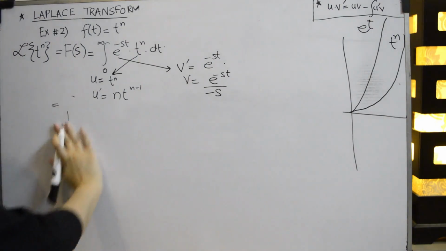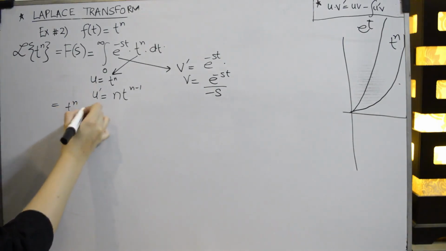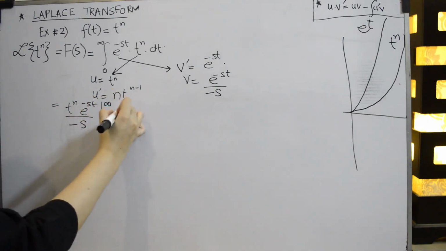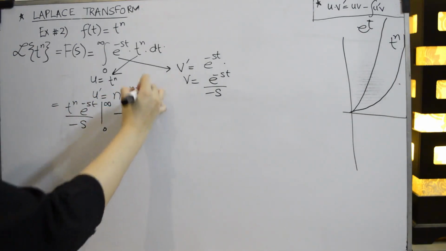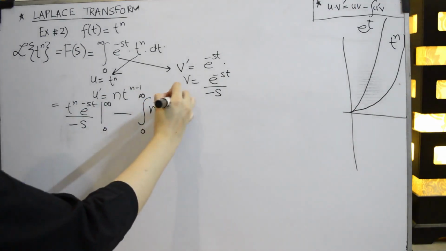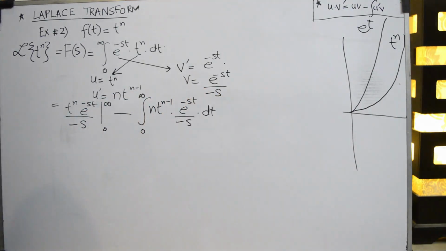the limits 0 to infinity. So u into v is t to the power n e to the power minus st divided by minus s from 0 to infinity, minus the integral from 0 to infinity, where u dash is n t to the power n minus 1, and v is e to the power minus st divided by minus s. You know that n is also a constant and s is also a constant, so n by s does not have any effect on this integral operator, so we take it out.